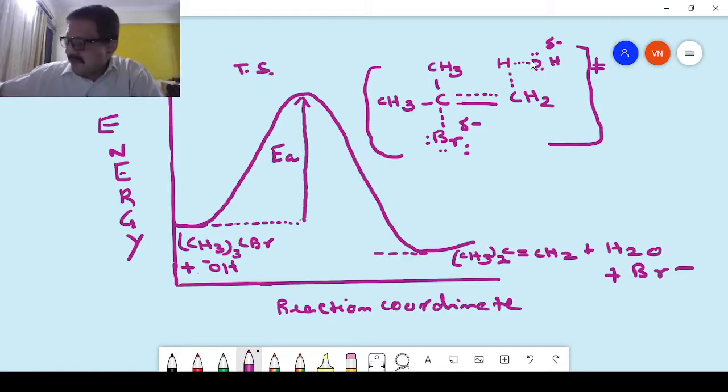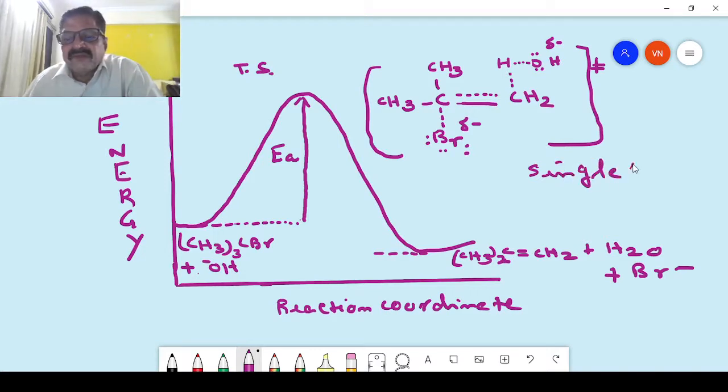Now the reaction is a one-step reaction. One-step mechanism, 1 transition state here and 1 energy barrier. Now 2 bonds are broken, that is the CH bond and the CBr bond, 2 bonds are broken here. The 2 bonds are formed, that is the HOH bond, and the new pi bond here, the CH2 pi bond, 2 bonds are formed here. So it's a single step reaction. E2 is a single step mechanism.